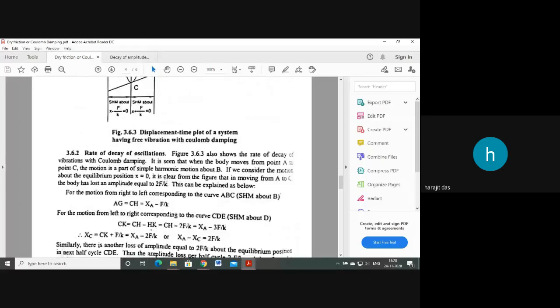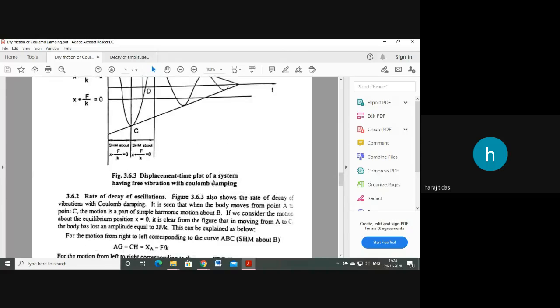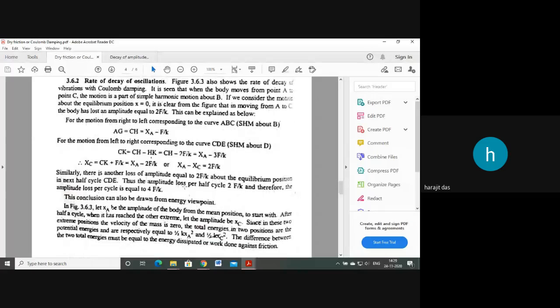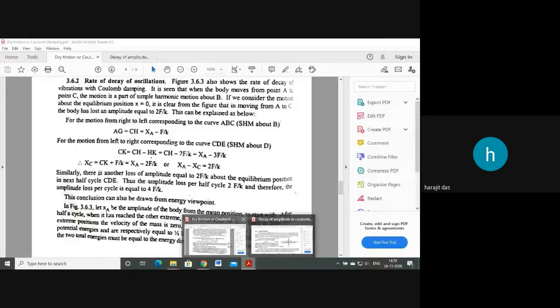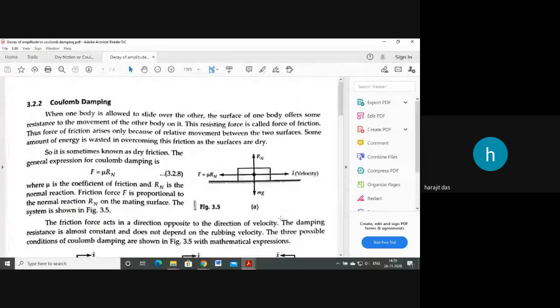If you just go through this line, you will be puzzled. You will be confused. That is why just ignore this derivation. We will go by another derivation. This analysis is taken from another book.